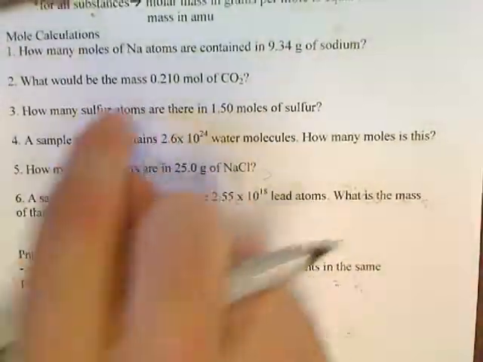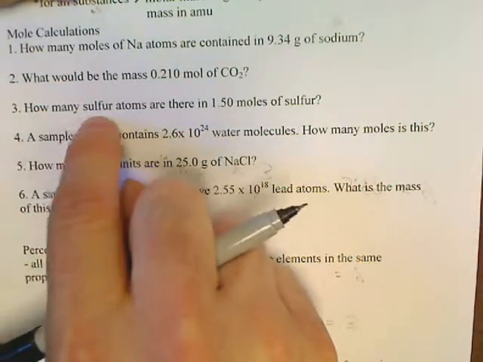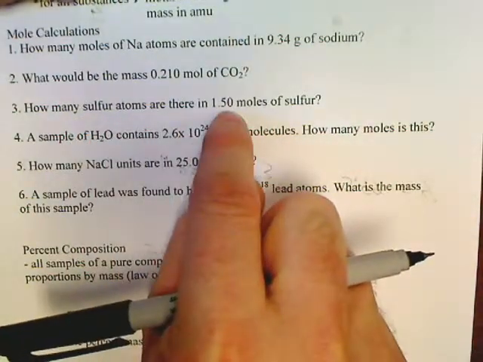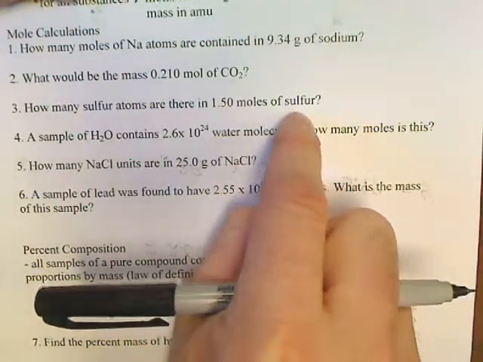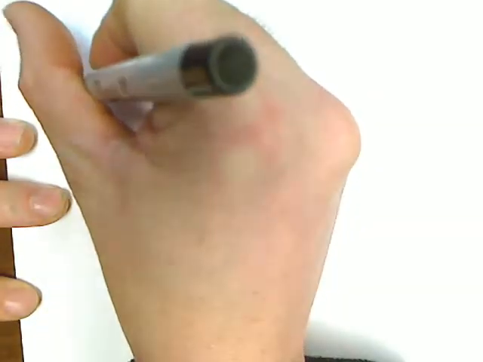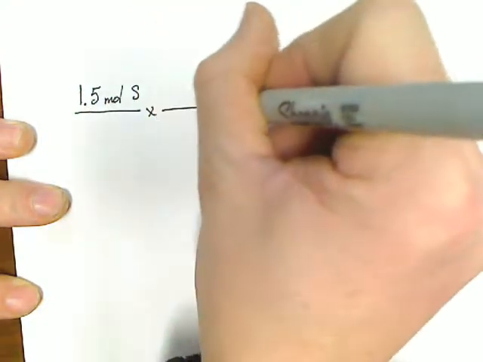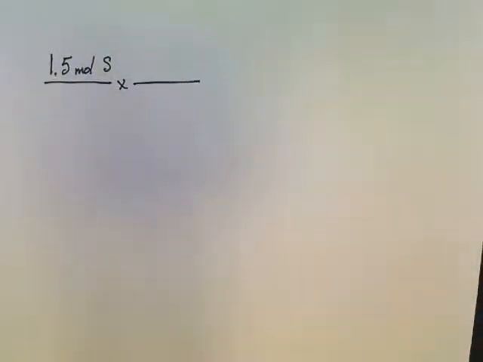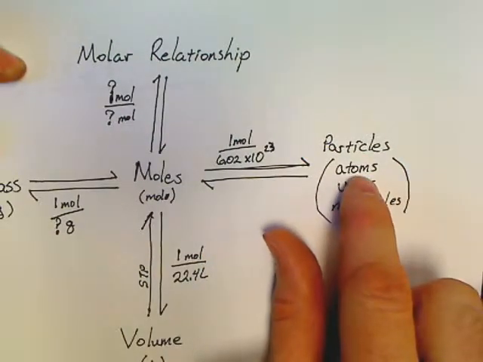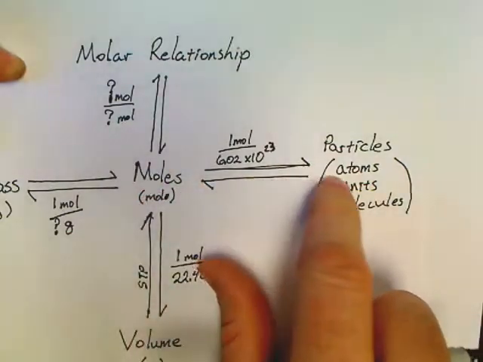Let's go back and do another example. This problem says, how many sulfur atoms are in 1.50 moles of sulfur? So this one starts me out by writing 1.5 moles of sulfur. I'm going to draw my line, put my X, and draw my line. It's just like converting inches to feet. So this one gives me moles of sulfur, but it's asking me to find atoms. So it's starting me in moles, asking for atoms.